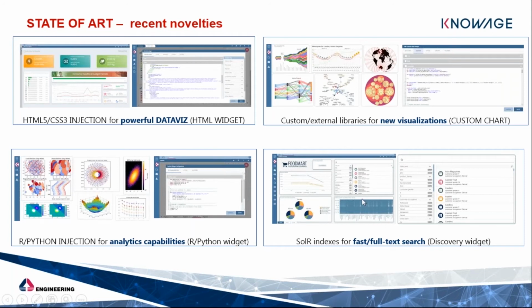And then with the discovery widget, you can combine data stored in a Solr index with any other source, having this way a full text search and faceted views that you can use as an entry point to any other data type you have. All those things are already available in the version you probably know.